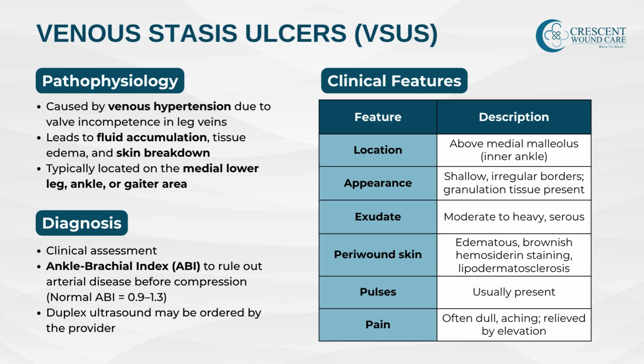One more clue: the pain. It's usually described as a dull ache, and interestingly, it gets better when the leg is elevated. And here's a key detail: pulses are usually present. That's a big hint that we're dealing with a venous issue, not an arterial one. So, to summarize, VSUs are about poor return flow, fluid overload, and skin breakdown. Recognizing them early sets the stage for successful, evidence-based management.